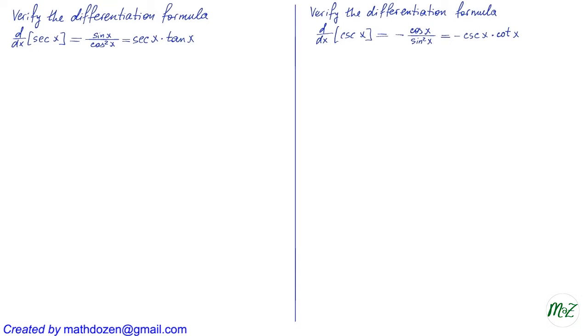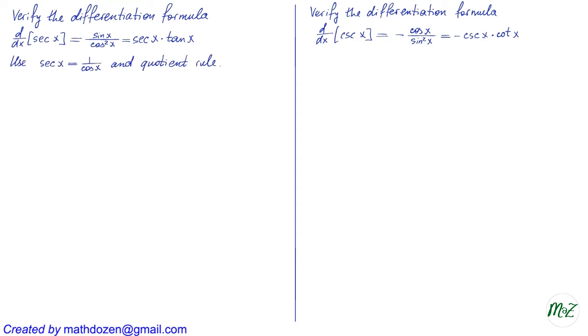Welcome everybody. In this short video we're going to verify two more trigonometric differentiation formulas. The one on the left, derivative of secant. We're going to verify that derivative of secant is equal to secant x tangent x. And on the right we have derivative of cosecant, which ends up being negative cosecant cotangent.